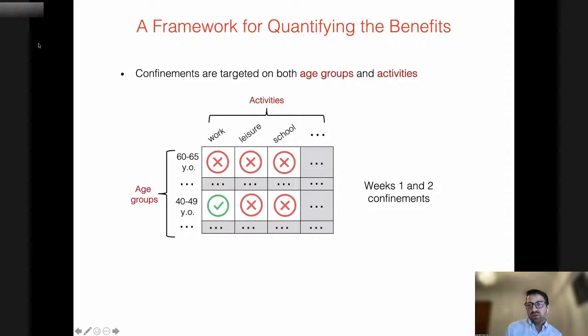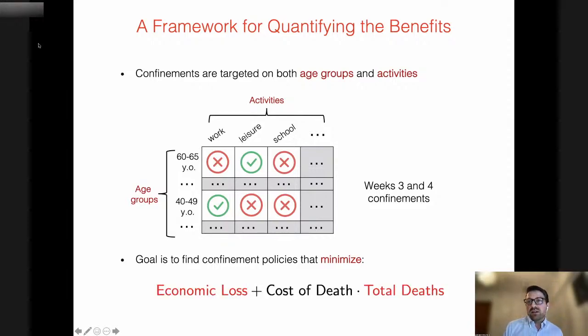This is an example of a schedule that it might produce in the first 2 weeks of a pandemic. But over time, it can also change these confinements. In the subsequent 2 weeks, for instance, as I'm showing you in this example, it could deconfine age group 60 to 65, but only in the leisure activity. This algorithm finds the best sequence of these confinements to minimize the economic value lost through the confinements, plus the total deaths that occur, weighted by a cost of death parameter. You can think of this cost of death parameter as giving you a trade-off between economic and health objectives. We are not trying to assign a specific number to this.